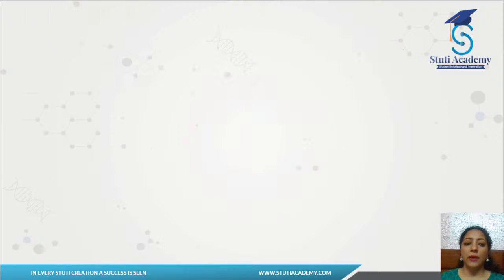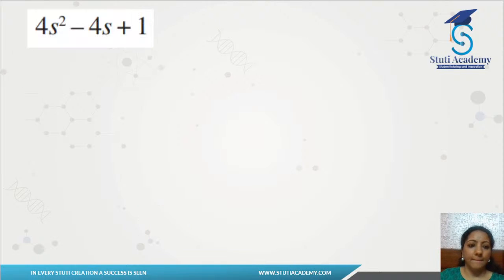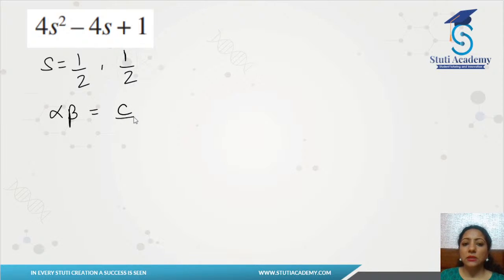Now let us discuss the quadratic thing. Let us discuss the product of the zeros. We have alpha beta, that's the product of zeros here. We've got 1 by 2 and 1 by 2, that we already know. Now we are going to verify the relationship between the product of the zeros and the coefficients here. So alpha beta is equal to c by a. This we need to check.